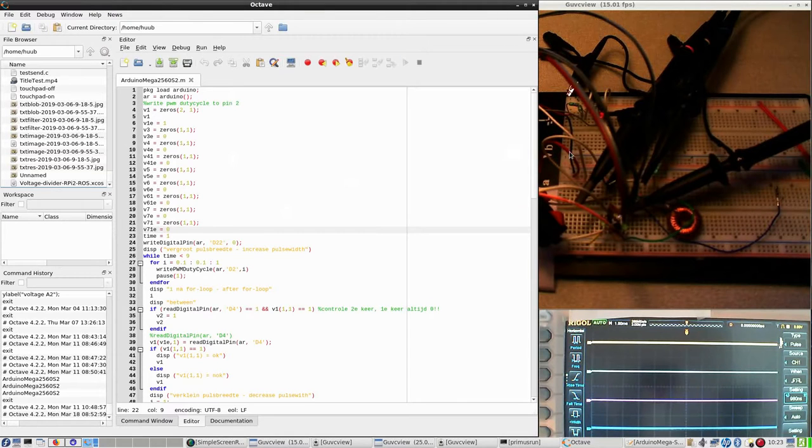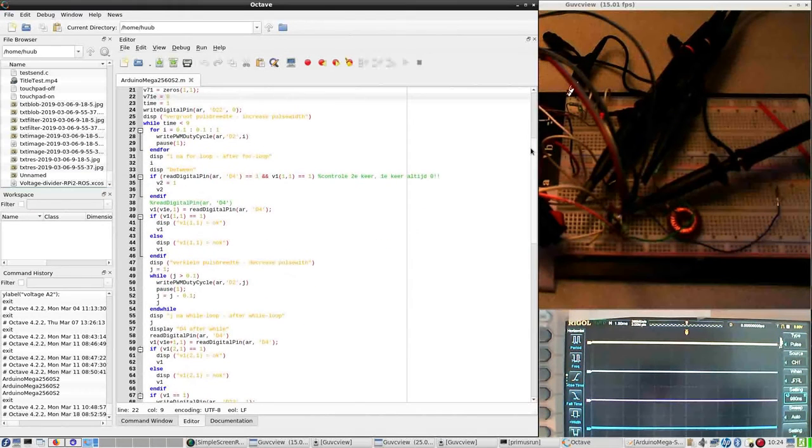And what I have done, for first time viewers, is load the package Arduino, instantiate, then declare all vectors to zero, and also declare an E vector, which I use to increase the size of the vector. Then pulse modulation increasing, pulse modulation decreasing right here.